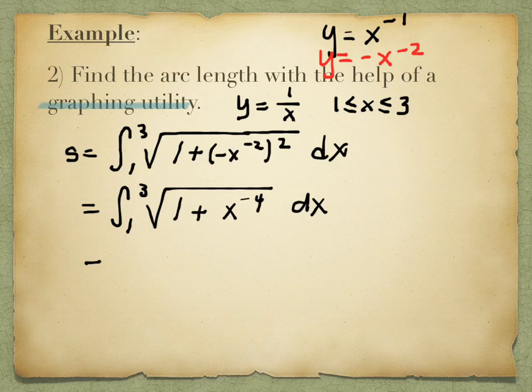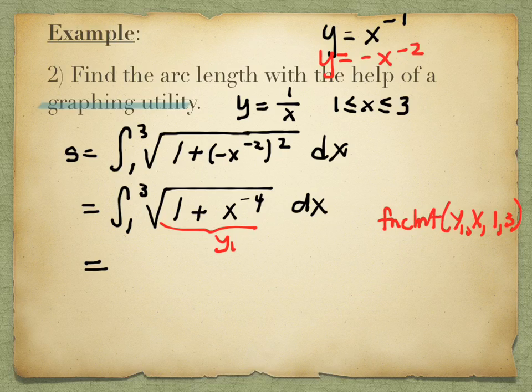I can plug this into y1 in the calculator. So this goes into y1, and I can use function integration, which is under Math 9. I can tell it y1 of x between 1 and 3. And if I plug that in with 3 decimals of accuracy, I get 2.147. And we'll go ahead and use 3 decimals of accuracy unless your calculator, or the problem, tells you otherwise.